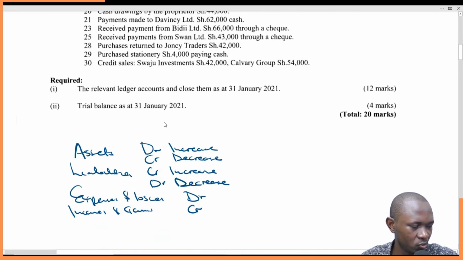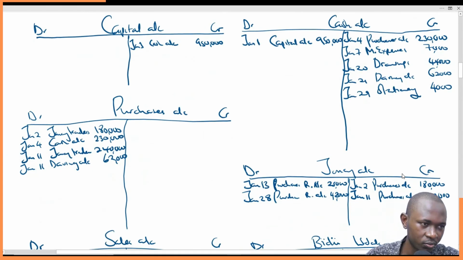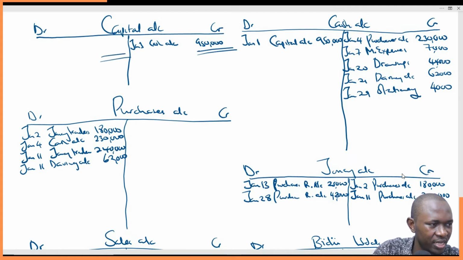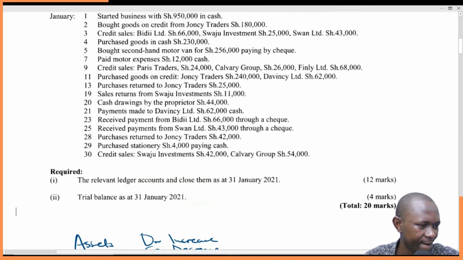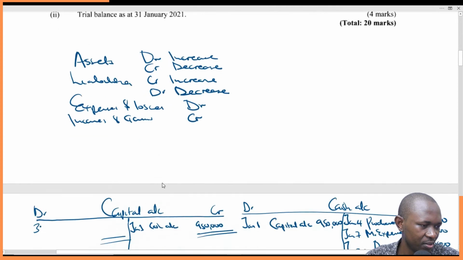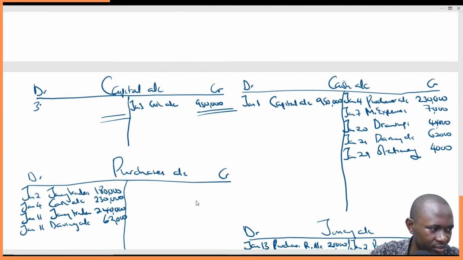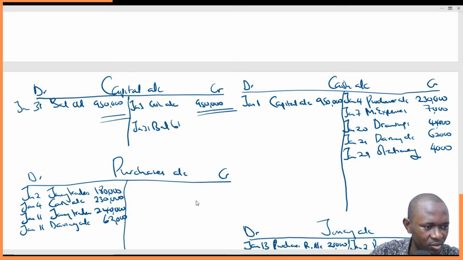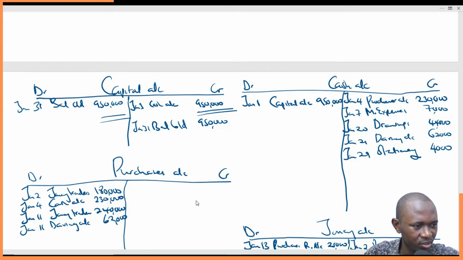Now what we need to do is to close the books. So how do we close the books? If it's 950,000, just say on 31st. Do you have 31st? This is 31st January. So we simply come here and say 31st January balance carried down is 950,000, and then we say January 31st balance brought down is 950,000, like that. So that's how we close. If we don't have any other figure, we just close like that.